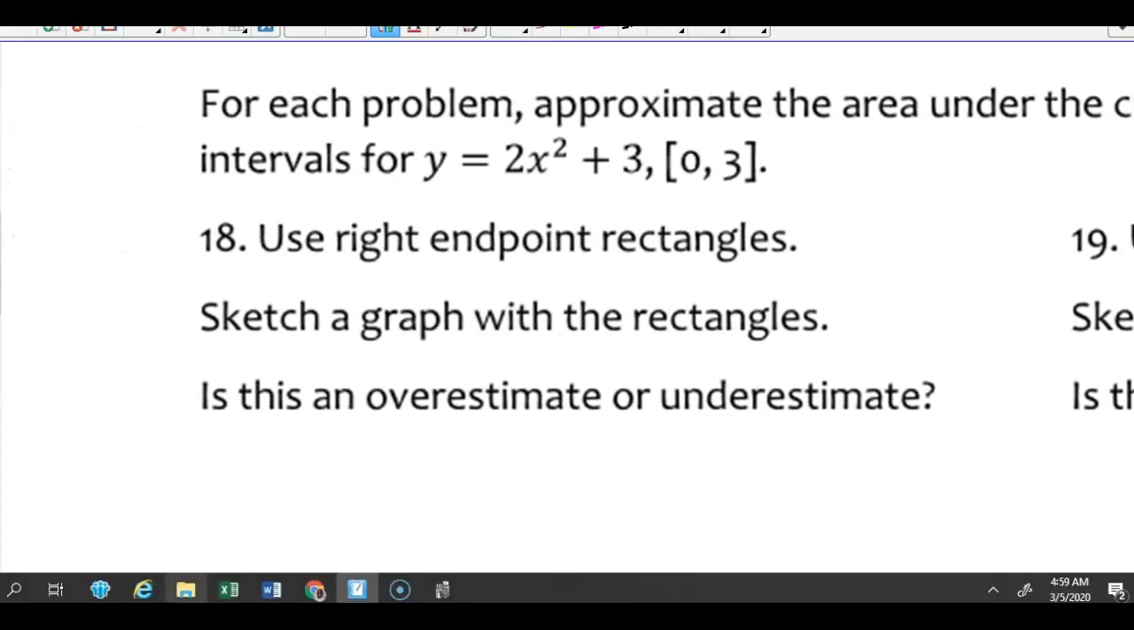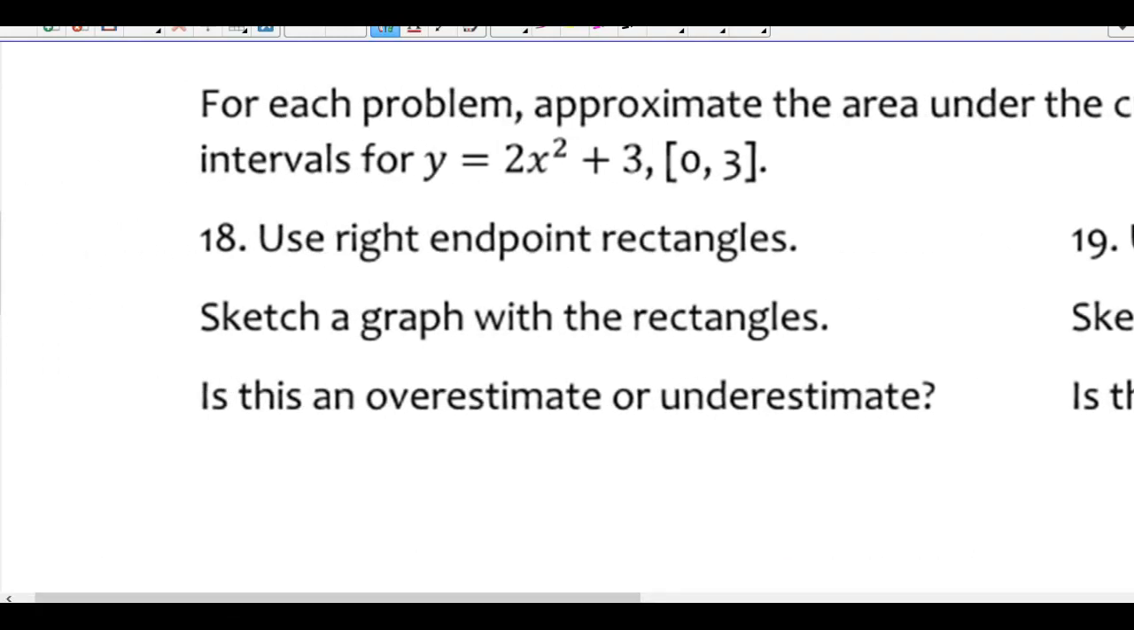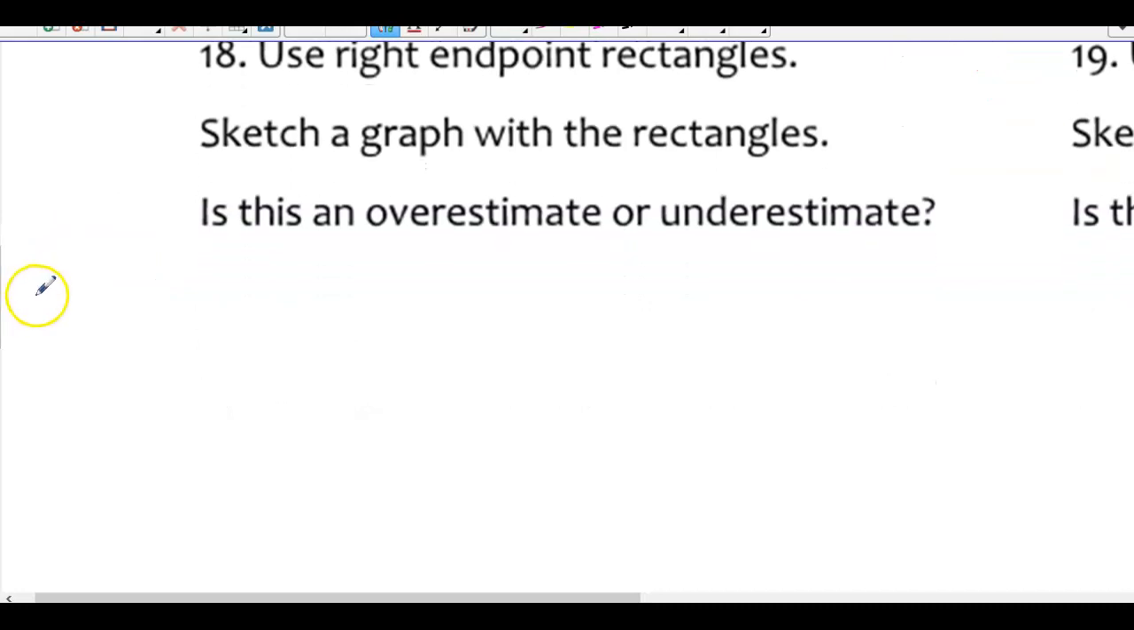All right. For each problem, approximate the area under the curve over the interval using 4 sub-intervals. Y equals 2x squared plus 3 from 0 to 3. All right, so first of all, we know n is 4. Now use right endpoint rectangles. Sketch the graph with the rectangles and say whether it is an overestimate or underestimate. So sketch your graph.